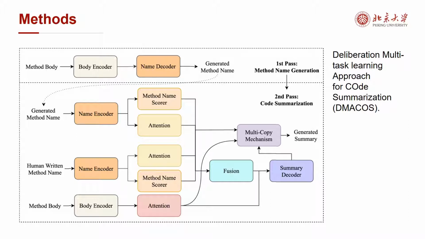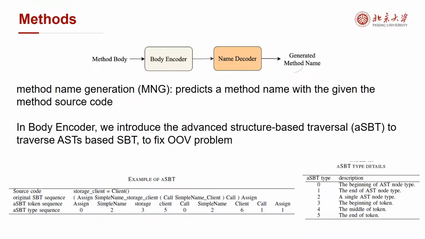So we have the method body. We combine all these three features to generate summaries. Following, I will introduce some details of our model step by step. The first is the first pass, method name generation.